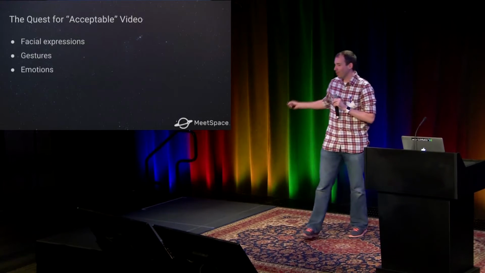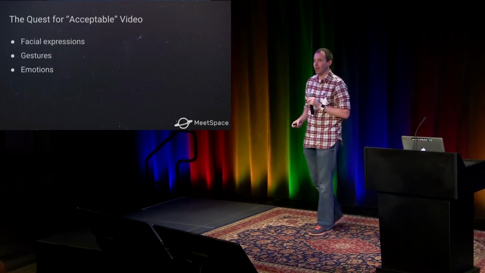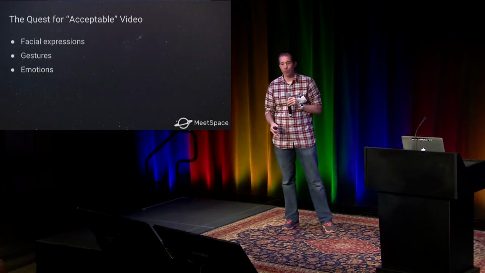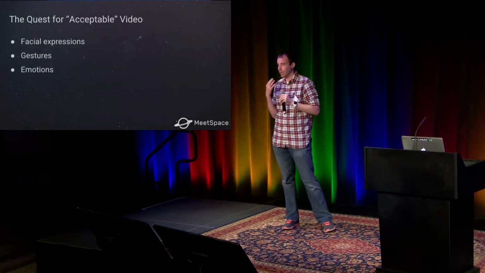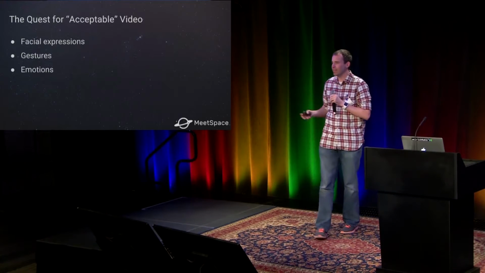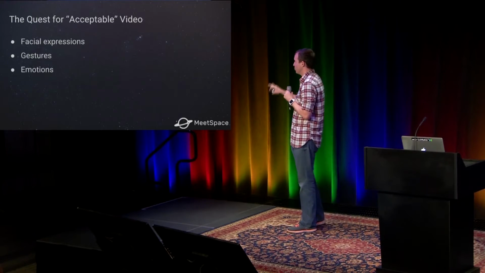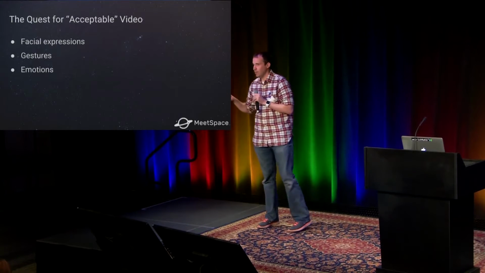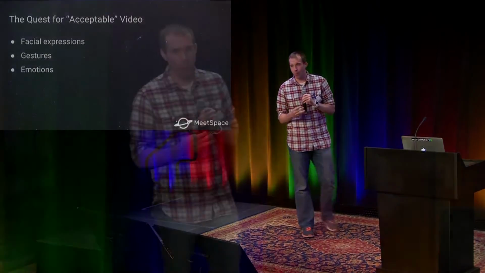So we embarked upon our quest for acceptable video. And what we decided acceptable would be is if you could really easily and clearly determine somebody's facial expressions, their gestures, their emotions. If you can't really tell how somebody's feeling on the other side of the call, it's not really worth seeing them. You might as well just have an audio call. So we needed to preserve the emotion in the call. And for distributed teams, that emotion is really important to be able to connect with the people that you're not seeing.